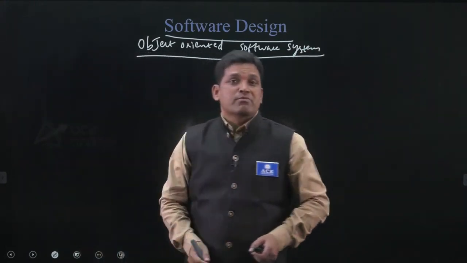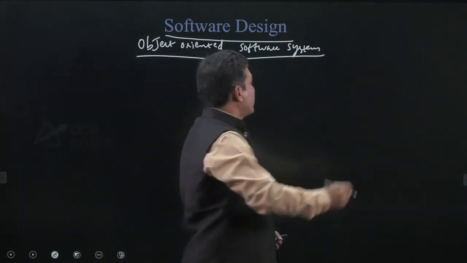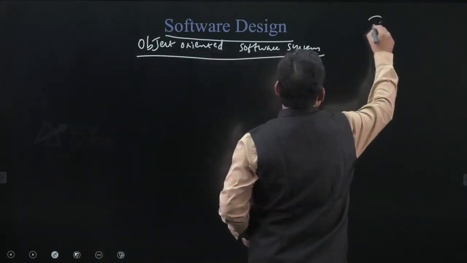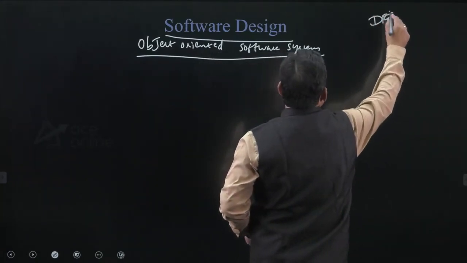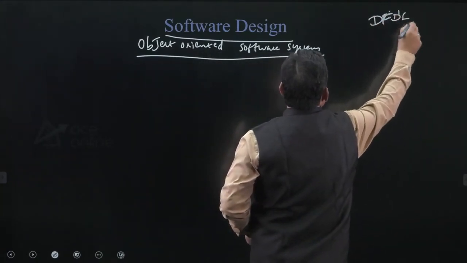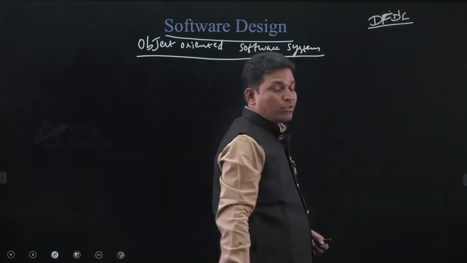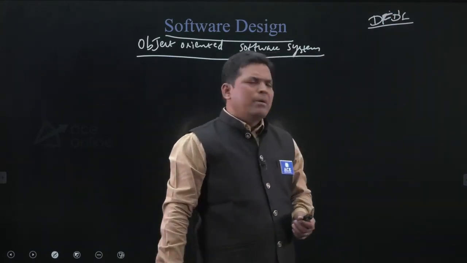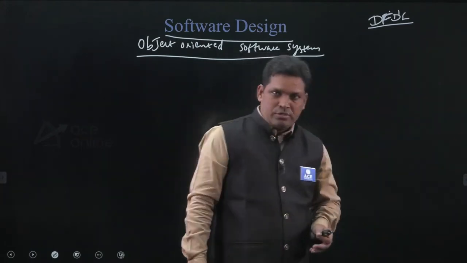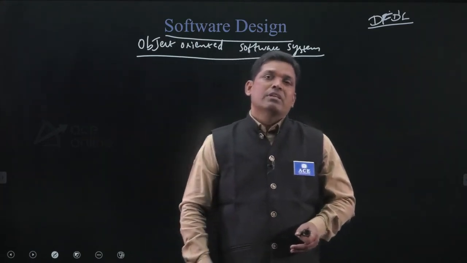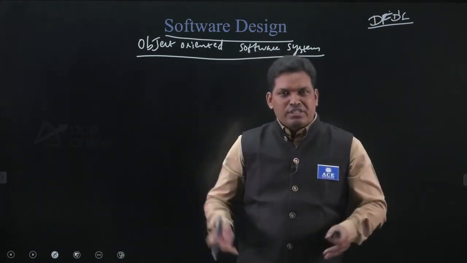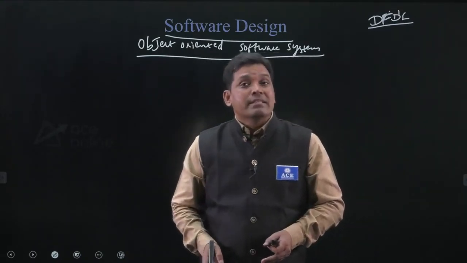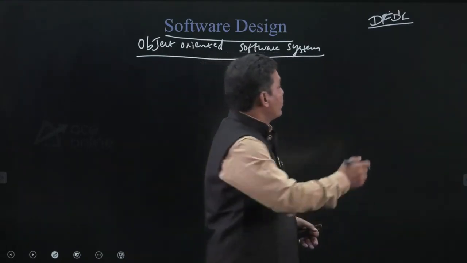Procedural-oriented software systems were designed by using DFDs. But DFDs had some drawbacks. What are the drawbacks here? When the system size is increasing, complexity is increasing. That is the problem with DFDs.